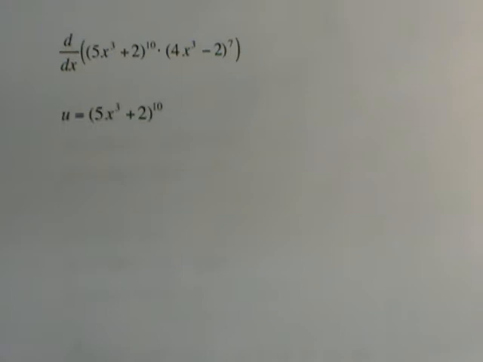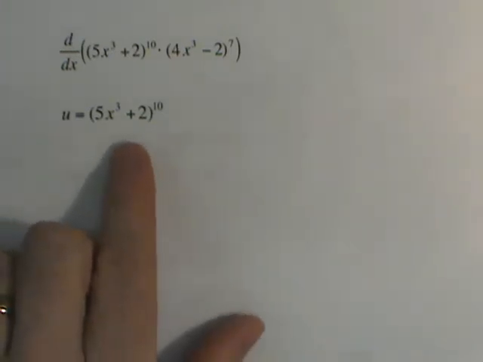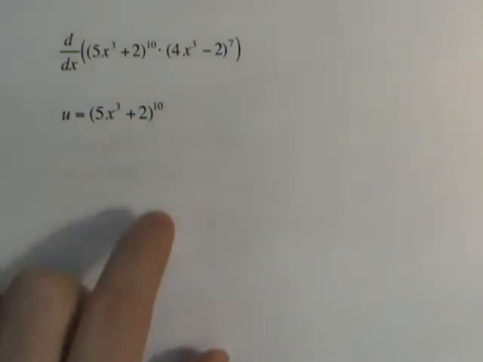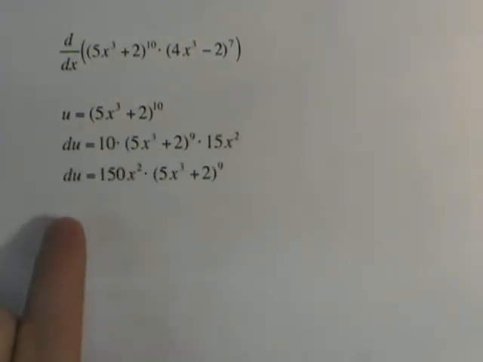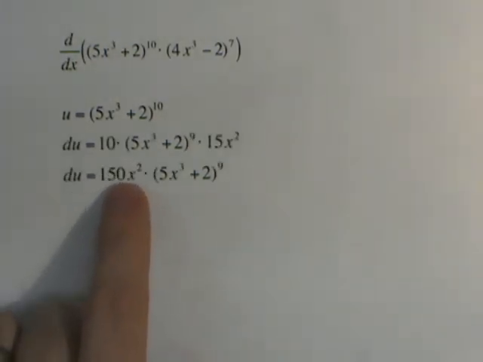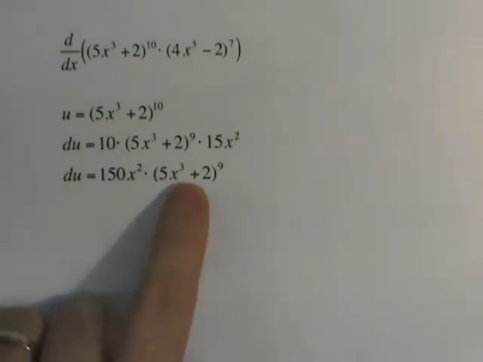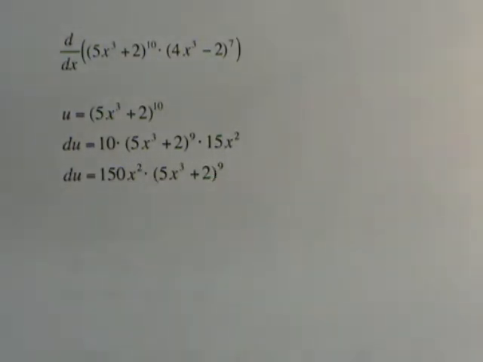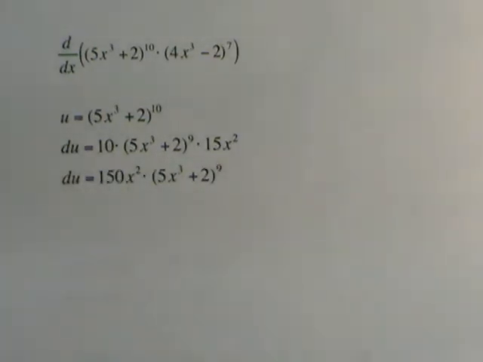So we're going to go back to our old language, our u dv plus v du. I designate 5x cubed plus 2 raised to the 10th as my u. My derivative would be 150x squared times 5x cubed plus 2 raised to the 9th. You can see the intermediate steps there.